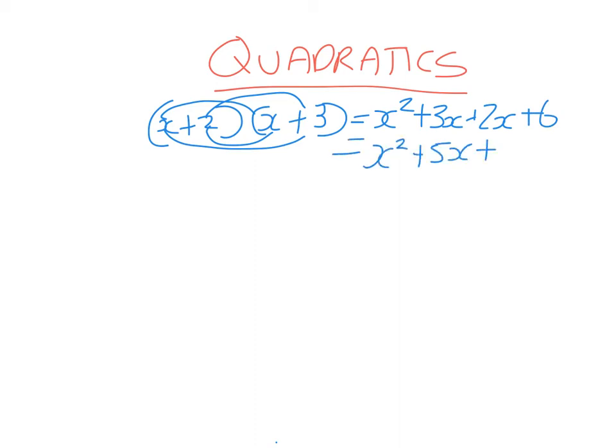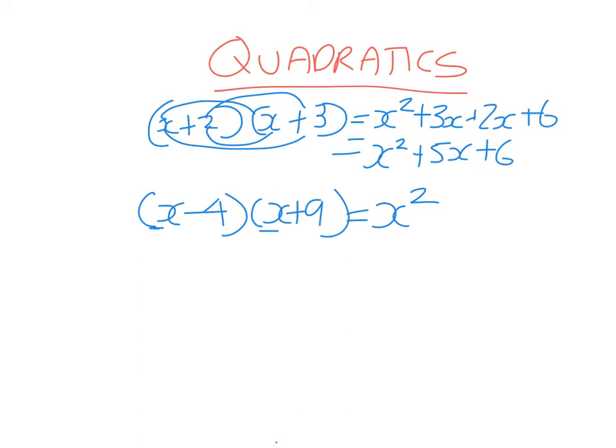Now there are quicker ways to do this if you don't want to use FOIL. So if I have something like this, x minus 4, x plus 9, for example, this is monic because the number in front of both the x's is 1. So multiply the 2 x's together. Now the number that goes in front of x is the sum of these two. Minus 4 plus 9 is positive 5, and then the number that goes by itself is this times this, which will give you minus 36.